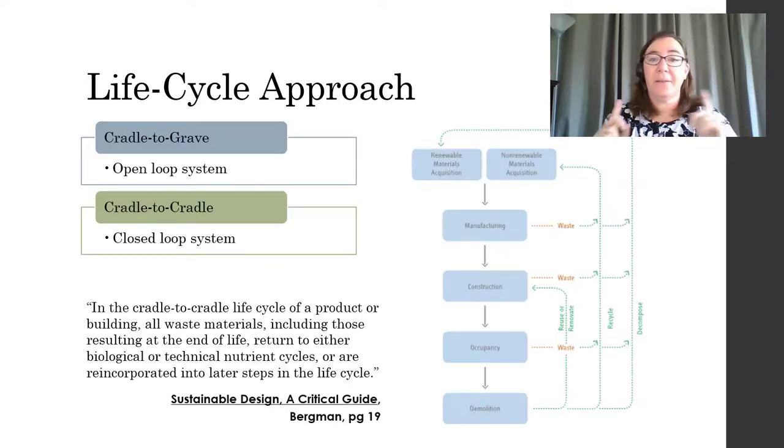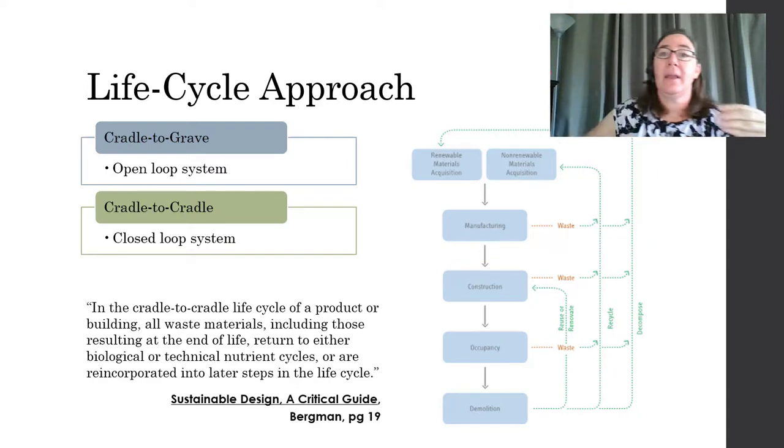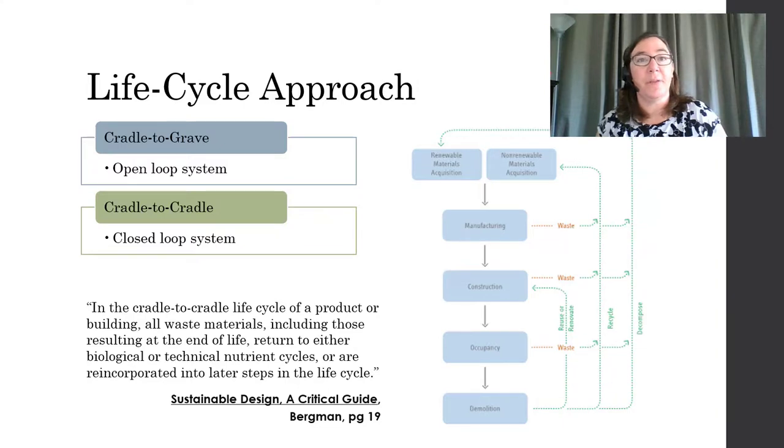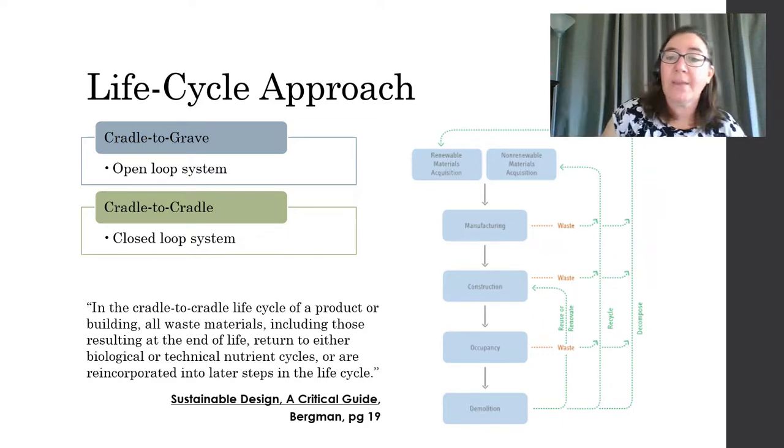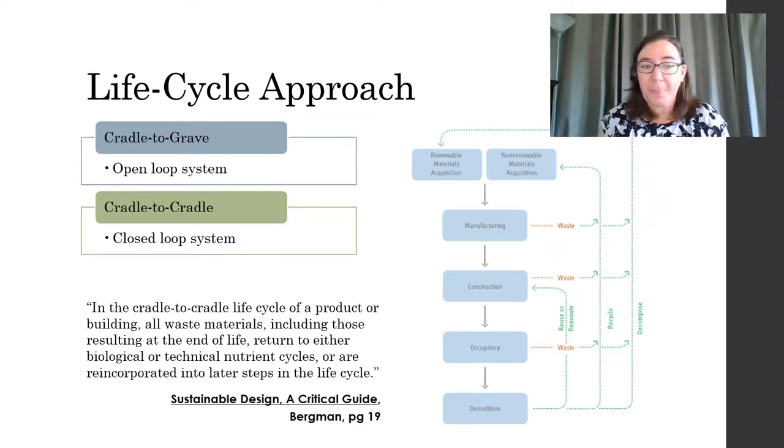Let's take a look at the illustration from your textbook. Go ahead and open up page 19 of A Sustainable Design. And you can see a little bit more complex diagram of the same system. Remember, cradle to grave would be an open loop system where materials are added in the beginning and removed at the end after demolition. Cradle to cradle is a closed loop system where all of the waste products of these different building life cycles are reused, recycled, and used again.